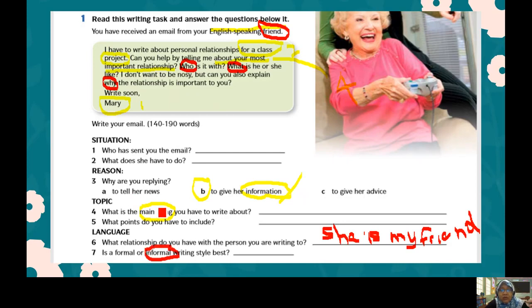Once you have identified all the important things that you have to bear in mind here, then only you can start planning or drafting your email. You have to know the first one is situation, reason, sebab awak nak tulis, topic, what is the topic, and lastly, language, what kind of language you want to use.